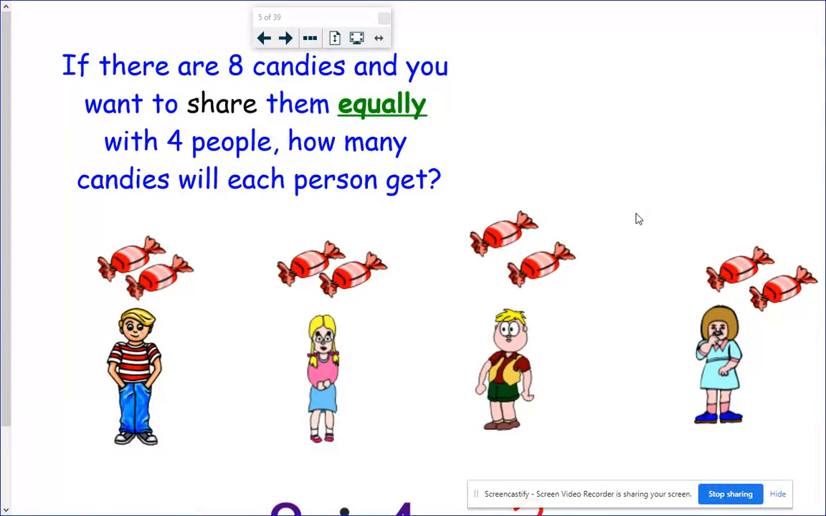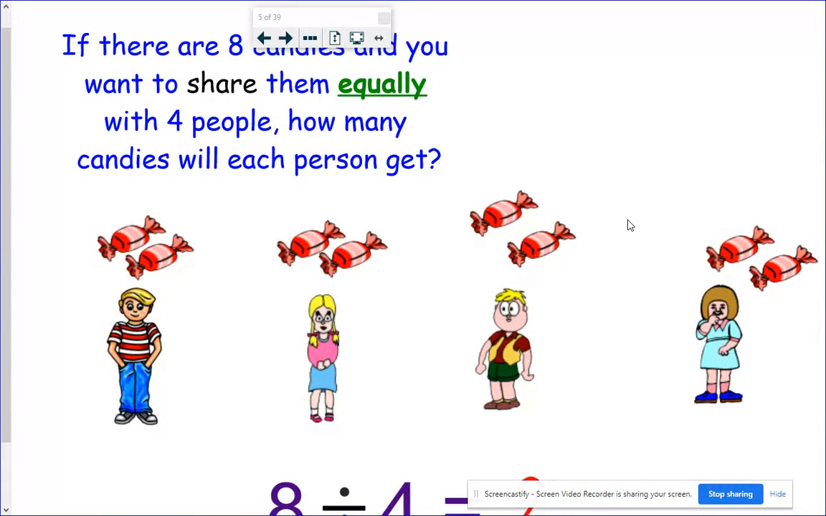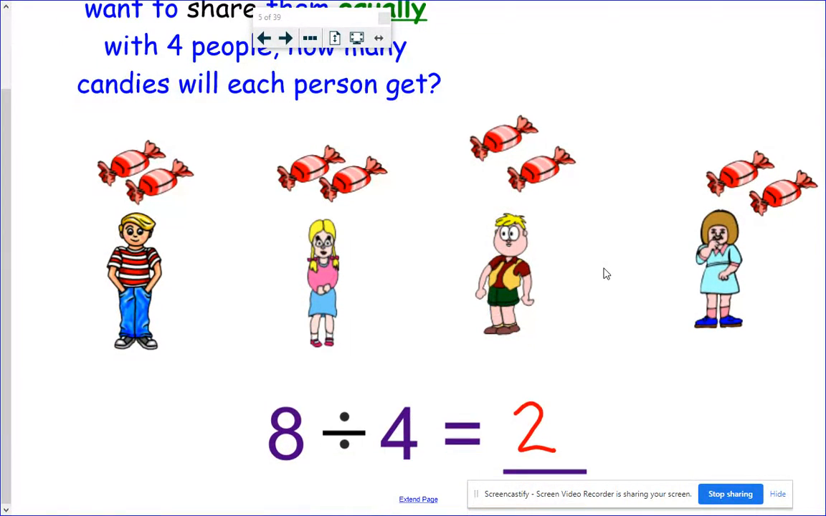So if we have 8 candies and we want to share them with 4 of our friends, each person will get 2 pieces. So the division sentence that we would be modeling by that would be 8 divided by 4 equals 2. How many ends up being in each group?